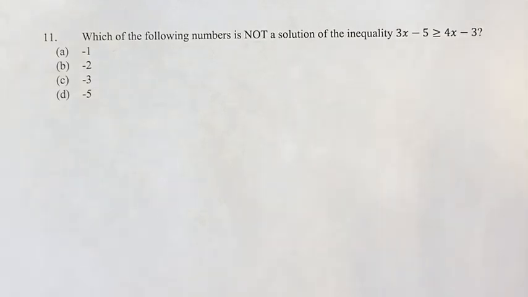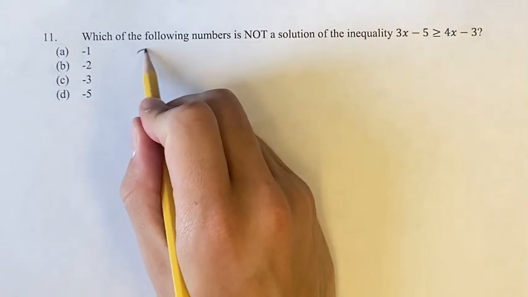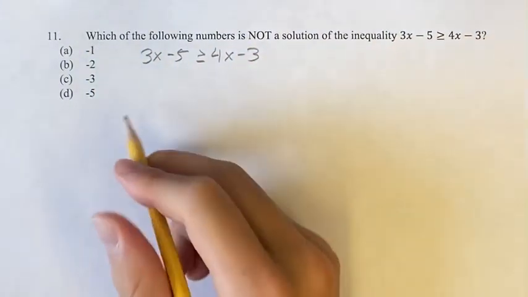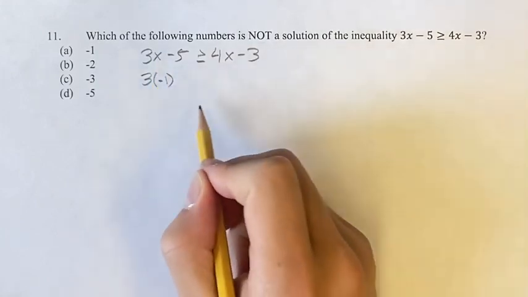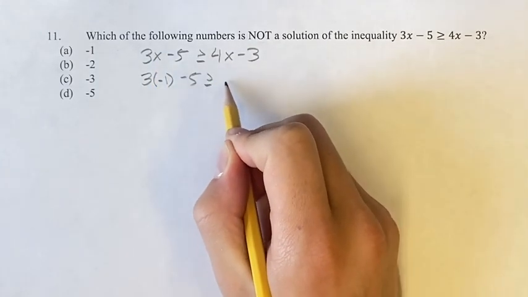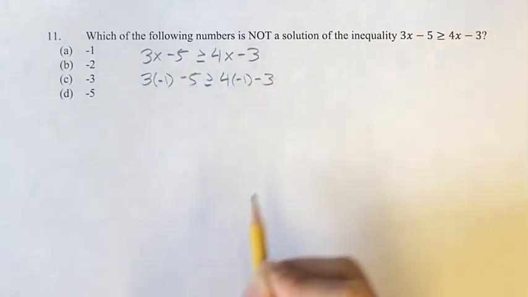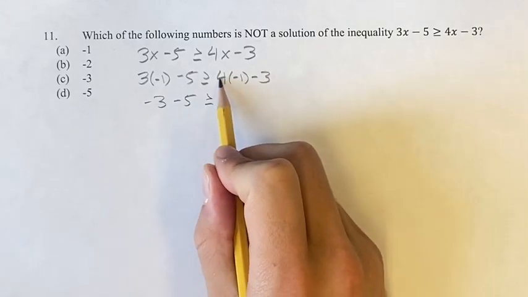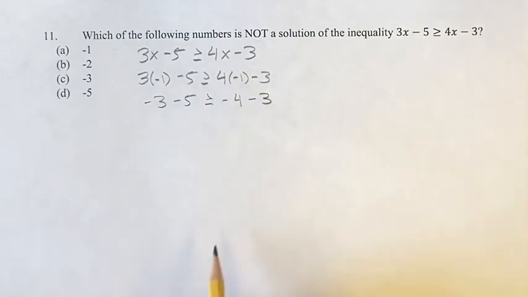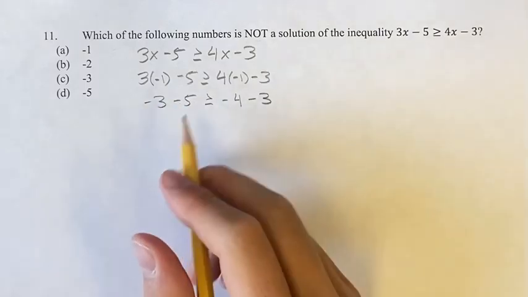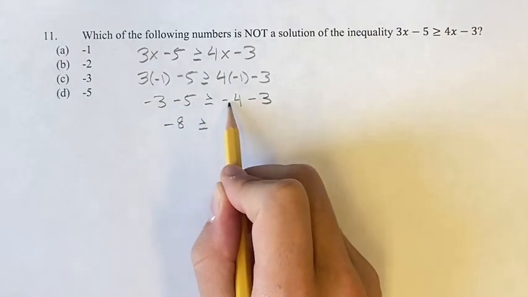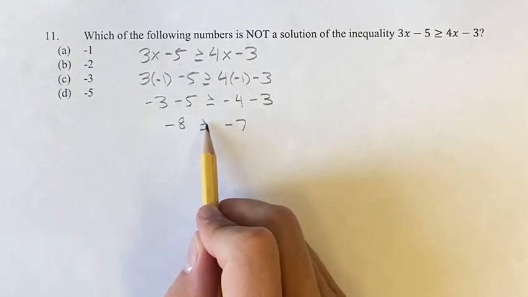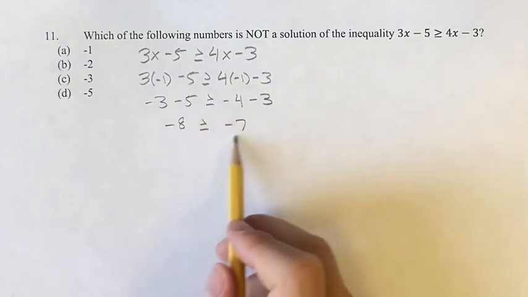So just to do one of those, for example, we have 3x minus 5 is greater than or equal to 4x minus 3. If we were testing for -1, we would plug in 3 times -1, plugging in -1 for x, minus 5 is greater than or equal to 4 times -1 minus 3. So 3 times -1 is -3, minus 5, greater than or equal to 4 times -1 is -4, minus 3. We get -3 minus 5 is -8, is greater than or equal to -4 minus 3 is -7. So here we get the inequality -8 is greater than or equal to -7. So this is not true.